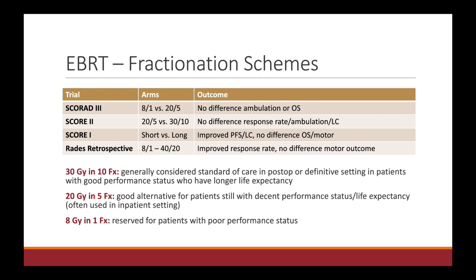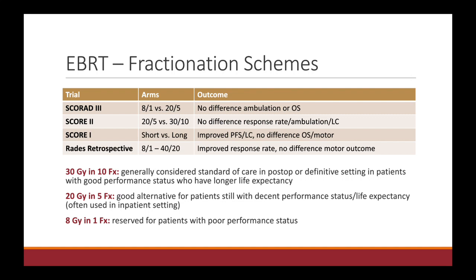In terms of which exact fractionation scheme we should be using, whether it is in the postoperative or the definitive setting for these patients, I think that all of the trials that came out from Rady's really provided us with good guidance in terms of what to do. We know that long course radiation provides more durable control, but short course and long course radiation provide equivalent symptomatic control. And so 30 gray in 10 fractions should really be considered the standard of care in the post-op or definitive setting in patients that have a good performance status and who have a longer life expectancy.